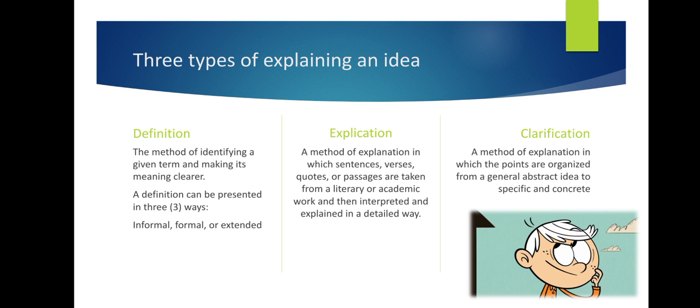Last one, classification. It is a method of explanation in which the points are organized from a general abstract idea to a very specific and concrete concept. Let's say global warming. So that particular term is very broad, and therefore you'll be explaining it by using a process. Maybe you can do a scientific process or a process of, let's say, elimination, depending on the context of your explanation and your concept paper. So there you go. Three types of explaining a concept or an idea.